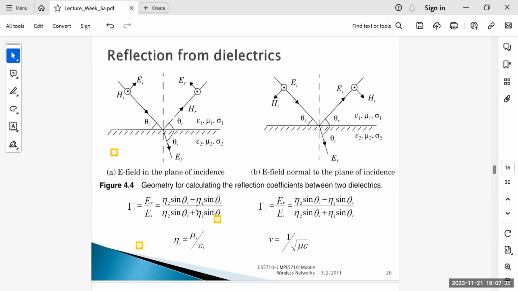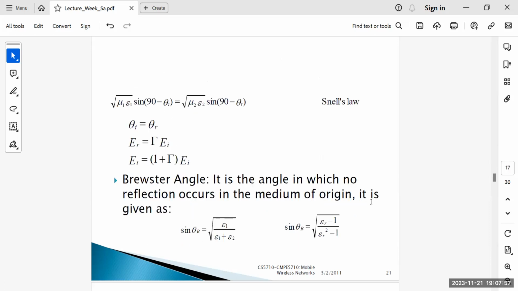The two formulas that you see on your screen are basically the values of the reflection coefficient between the two dielectrics corresponding to the electrical field in the plane of incidence and the reflection coefficient corresponding to the electrical field normal to the plane of incidence. Okay, next we have Snell's law. Again, it relates the two materials and we can get the corresponding angle of incidence and the corresponding angle of reflection from Snell's law.